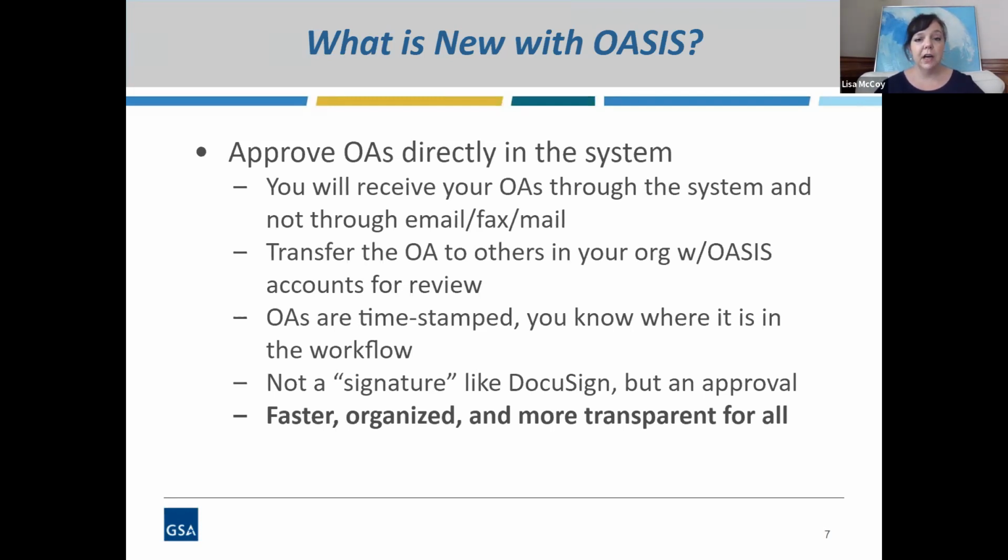You will still have a timestamp for your OAs when they're approved. And you'll also know when it was sent to you, when someone took it into their control to look at and review and approve, when it went back. All of those dates will be timestamped, and you'll be able to look at the status at any point in time. We're not going to have a physical signature or anything like DocuSign. We're going to have a button that says approve, and that is going to print the timestamp for when that OA was approved.